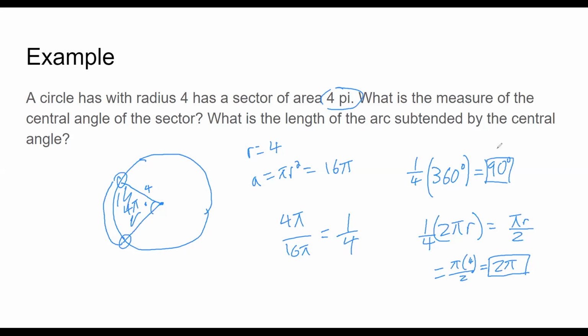Where did you get pi r over 2? Isn't it 2 times pi times r? Yeah, so you have 2 times pi times r, but we have a 1/4 on the outside. So then you do 2 divided by 4 here, and that's 1/2. That's why there's a 2 on the bottom here. Yeah, so we just multiply these two terms together. Does that make sense? Yeah. Okay.